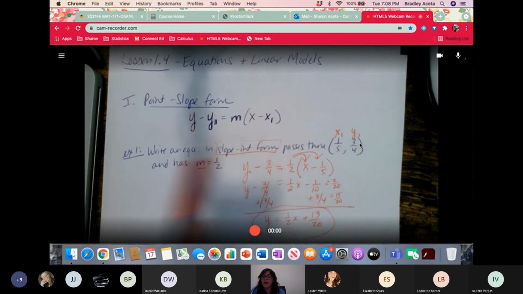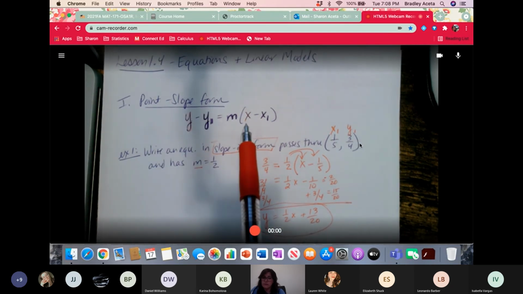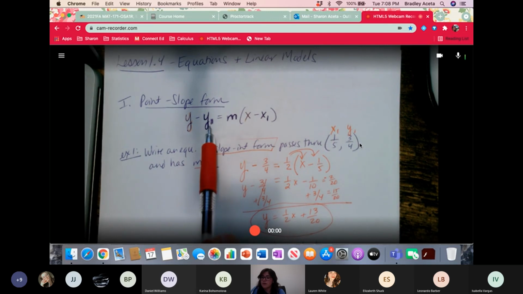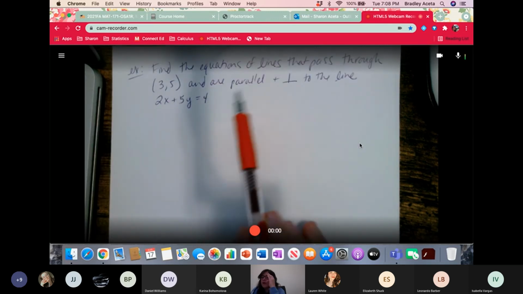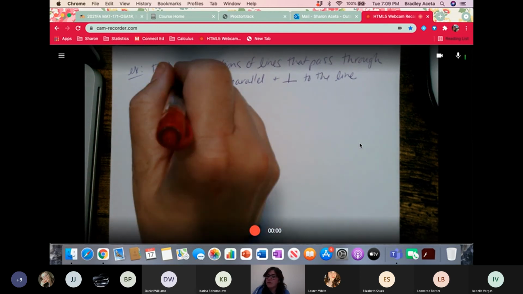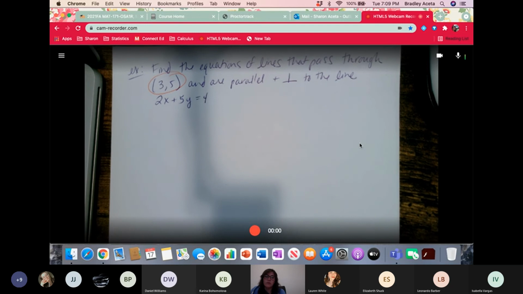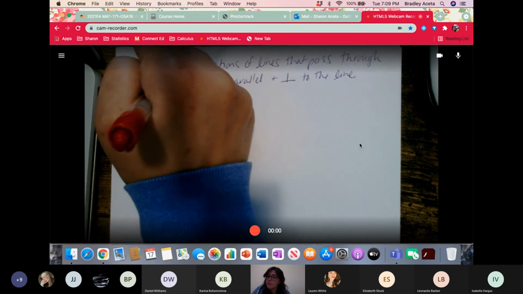Okay, so going back to what we learned in the beginning of this lesson, this formula right here is your best friend for writing equations. You need a point and a slope, and you can write an equation. Point, x1, y1, slope, m. So when I want to write parallel and perpendicular lines, I want a point. They gave us the point. They want us to go through 3,5. So that's always going to be our x1 and our y1.